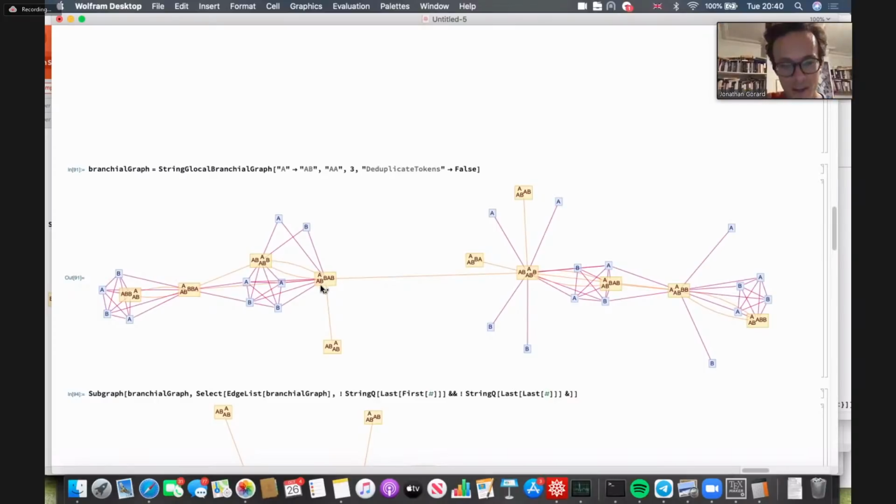Because in effect, these are telling you space-like separations. They're telling you antichains, these orange edges. One way you can think about them. And then these are telling you antichains in the branchial graph, the purple edges. And then there are mixtures between the two, which are also encoded. All right, okay. Now I'm more excited.